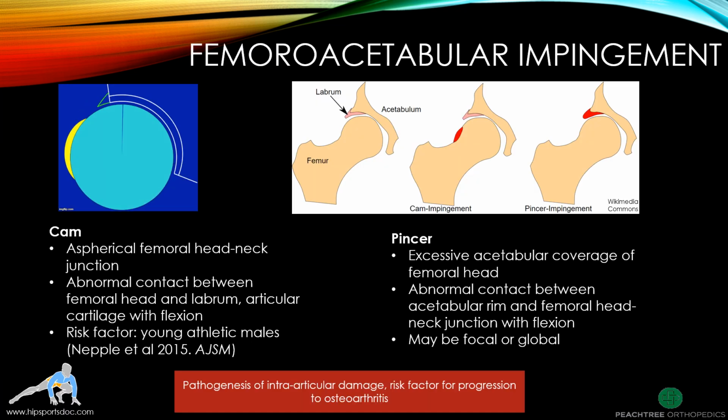Femoroacetabular impingement occurs in the presence of osseous anatomical variants that result in abnormal contact and is associated with the pathogenesis of intra-articular damage and the development of osteoarthritis. Two types of femoroacetabular impingement have been described.